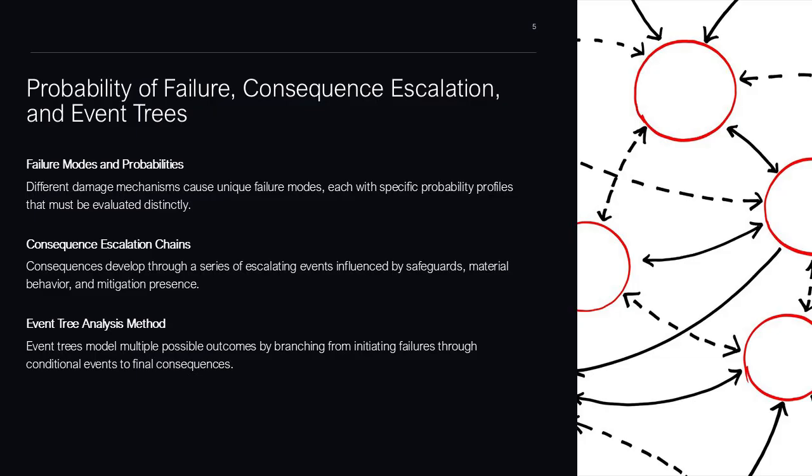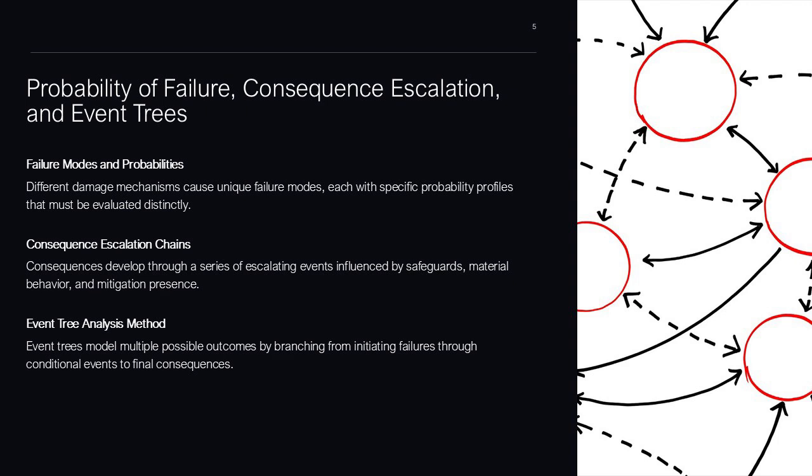Once a failure occurs, the final consequence is rarely immediate. Instead, it is often the result of a chain of escalating events. These may include the failure or success of safeguards such as isolation systems, alarms, and shutdowns, the behavior of the released material in terms of dispersion, dilution, or accumulation, and the presence or absence of ignition sources or mitigation actions. Because of this complexity, the probability of a specific consequence is typically lower than the probability of the initiating failure event. Event tree analysis is a widely used method to model these escalation pathways.